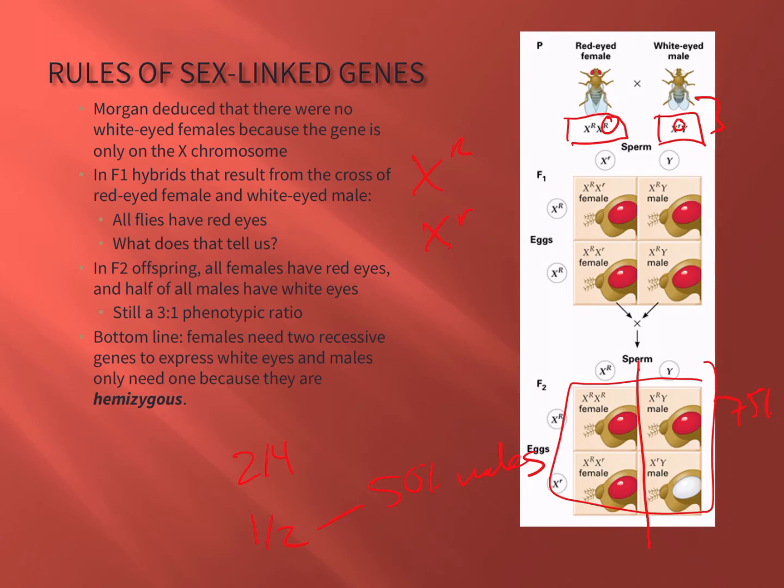And so the bottom line and what he deduced from this was that basically in order for a female to actually have white eyes, she would need to express 2 recessive genes. So she would need to be XrXr. And males only need the 1 because they're what we call hemizygous. Hemizygous meaning they basically have 1 X and 1 Y. And so because they only have that 1 X, they only have 1 possibility of having any gene represented on that X chromosome. So they only need 1 copy of it to display that outward phenotype.